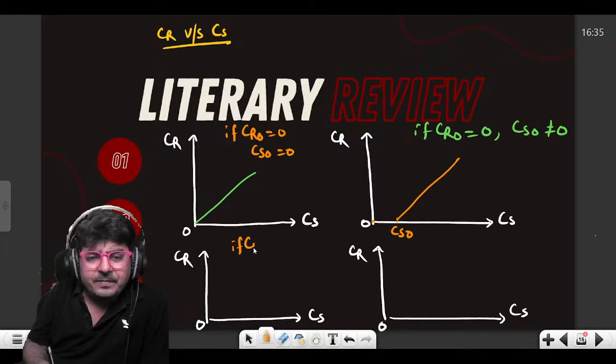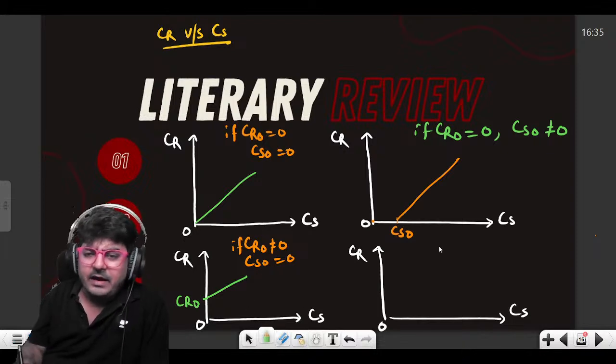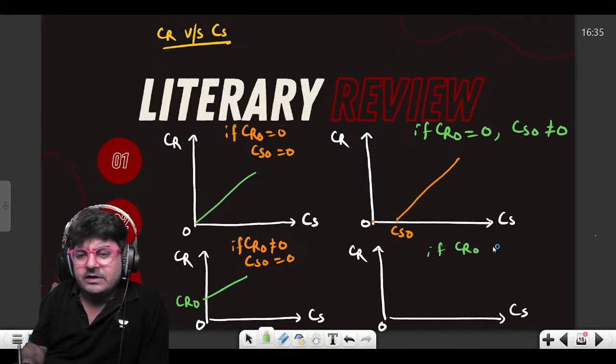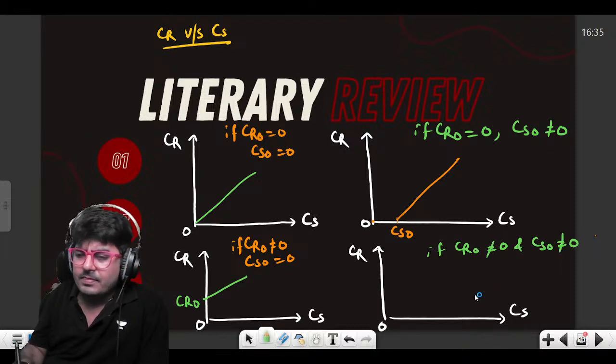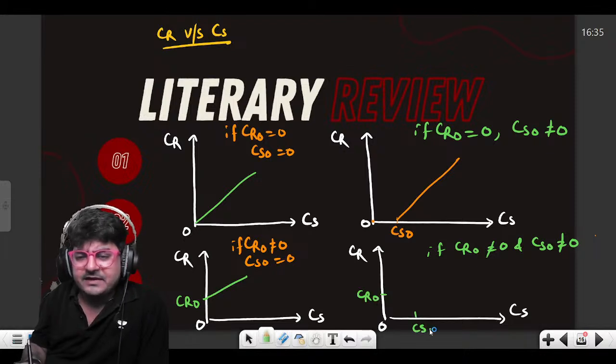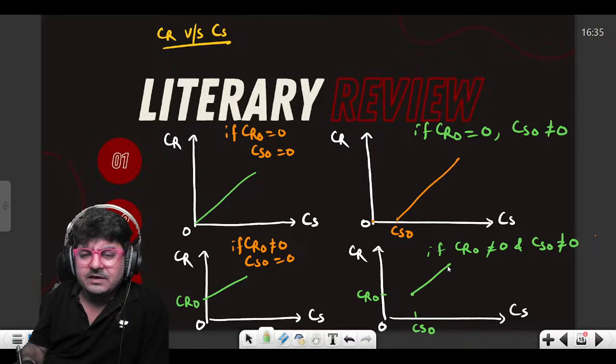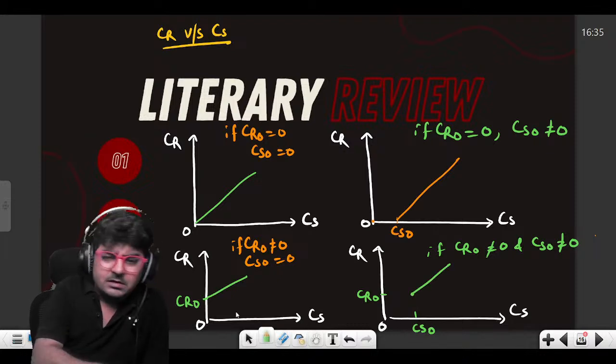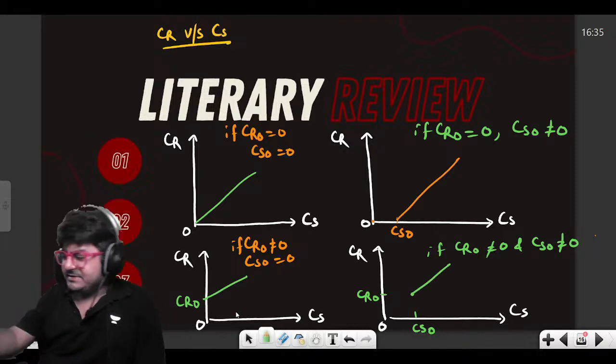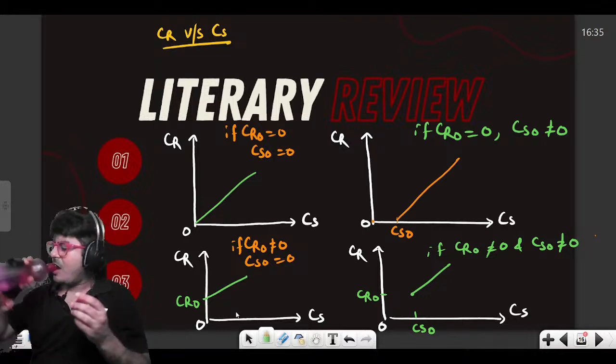Similarly, if CR naught is non-zero, but CS naught is 0, in that case, you know, there will be an intercept on y-axis. The curve will start from here. And if CR naught and CS naught both are non-zero, then there will be an intercept on x-axis as well as y-axis. तो यहाँ पे आपका ग्राफ कुछ ऐसे स्टार्ट होगा. Okay, so I hope you understand these things very well.